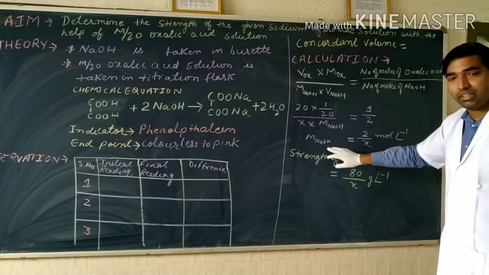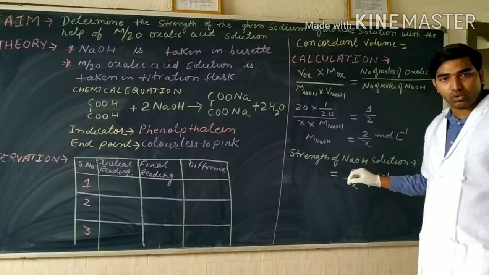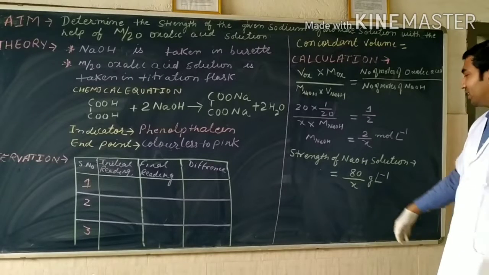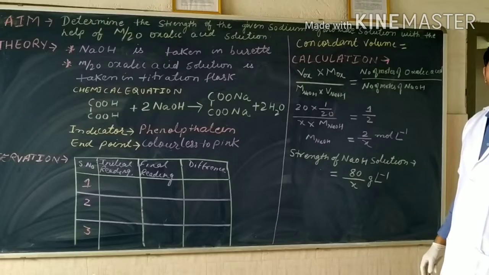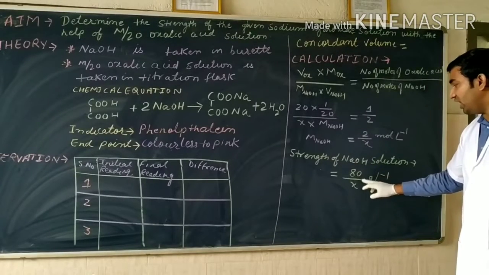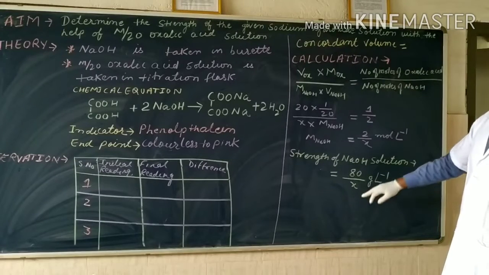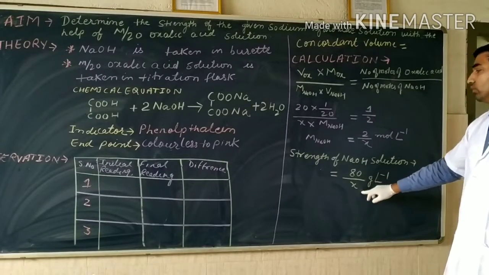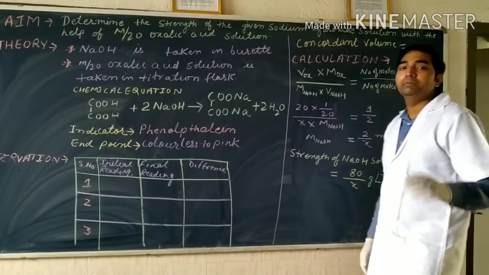And after finding the molarity, we have to find the strength of the given sodium hydroxide solution. And what is the strength? It is the molarity into molar mass. Molarity into molar mass, and when we solve this, we get 80 divided by x. What is x here? It is the concordant volume. When we put these values, we get the strength in gram per liter.